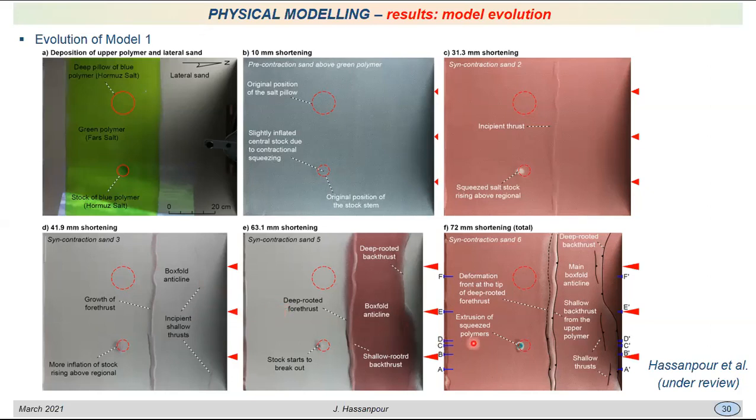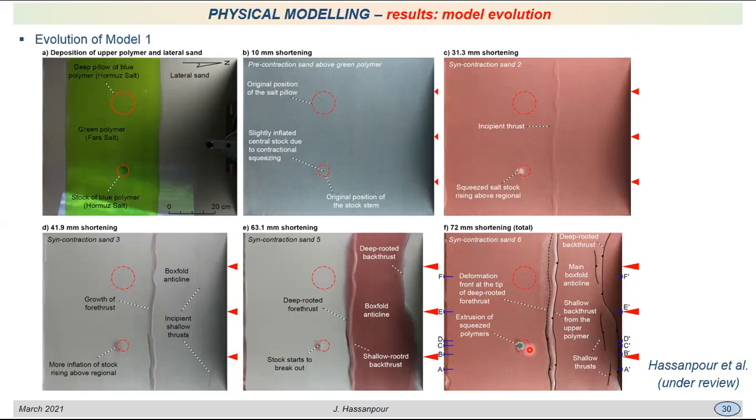And finally, at the end of the experiments, we have got a box fold in the hinterland bounded by thrusts and back thrust that didn't reach the salt structure in the foreland, but we have got the extrusion of evaporites from the salt stock, from both polymer layers, from the top of the salt stock.